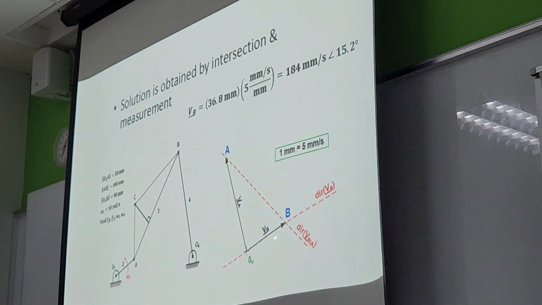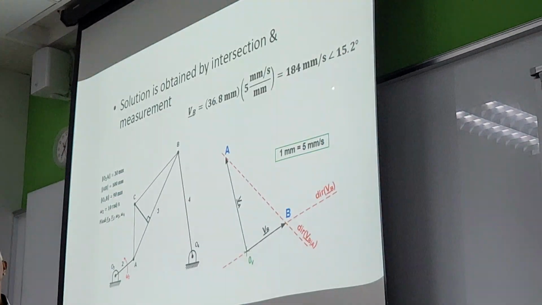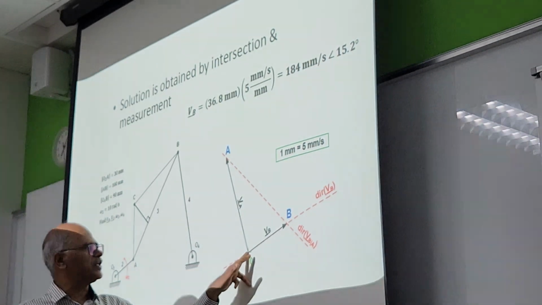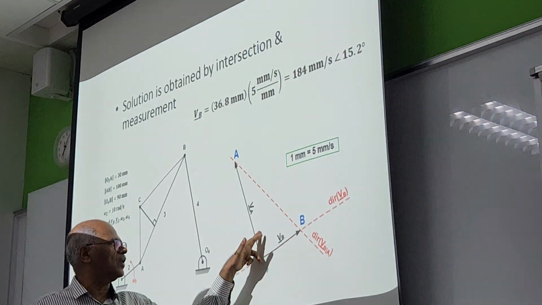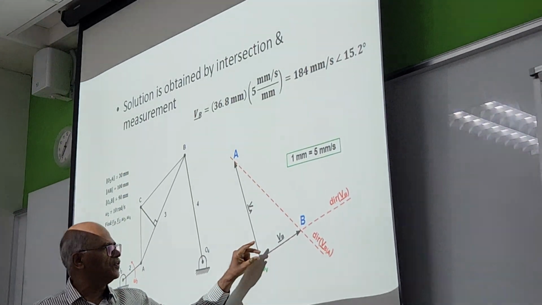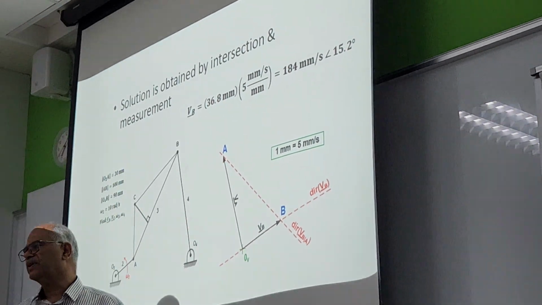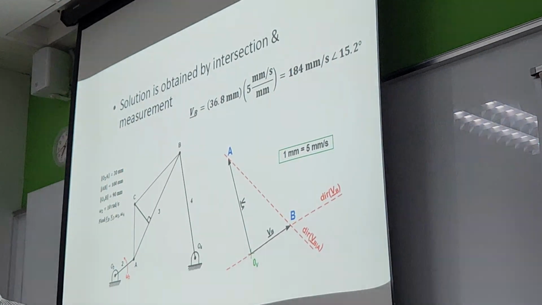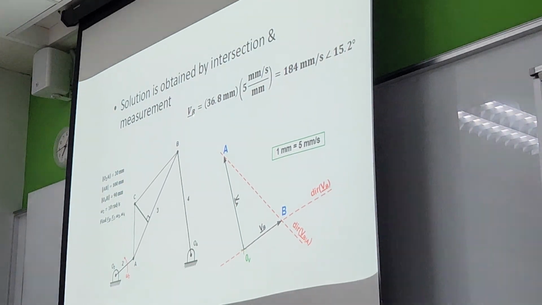Okay, so now you know velocity B. The magnitude of velocity B you can measure from your drawing and multiply with your scale factor. In this case the scale factor is 500 per second. And the orientation, how do you measure it? It is given as 15.2 degrees. You are choosing your coordinate axis starting from point O, and with reference to this you measure about 15 degrees. That is the direction of velocity B.